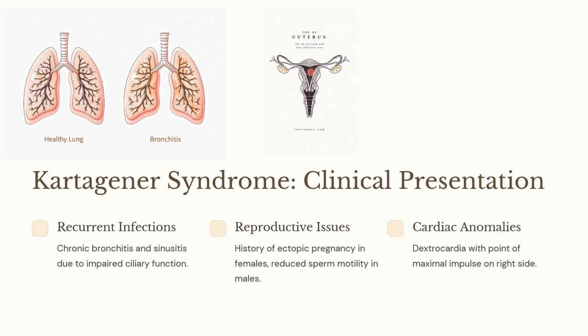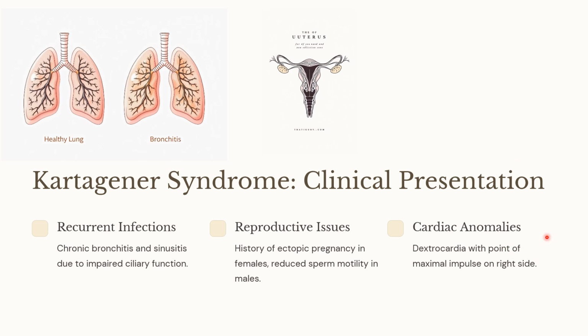Because of an impaired ciliary function, if the cilia is functioning normally, then from the fallopian tube the ovum will be sent into the uterus. But because of the impaired ciliary function, there is a chance of ectopic pregnancy, that is the ovum stays in the fallopian tube and it will result in ectopic pregnancy. It will also result in reduced sperm motility. In association with this impaired ciliary function, there is also another feature, that is dextrocardia, where usually the point of maximum impulse, that is the apical impulse, is seen on the right side because of dextrocardia.